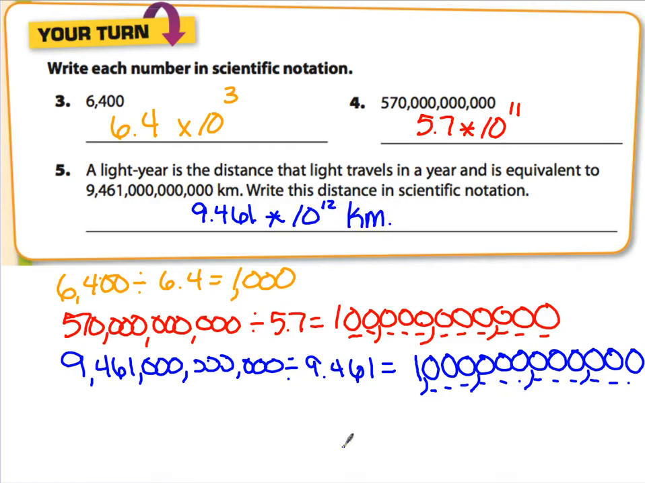kilometers. All right, so with all the times that we've done this, you've probably noticed that the number of times that you moved your decimal to get your number between 1 and 10 very closely mirrors something else in the problem. So we're going to take a look at that for example two.